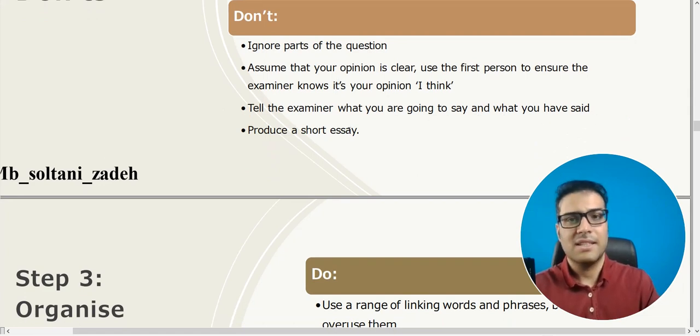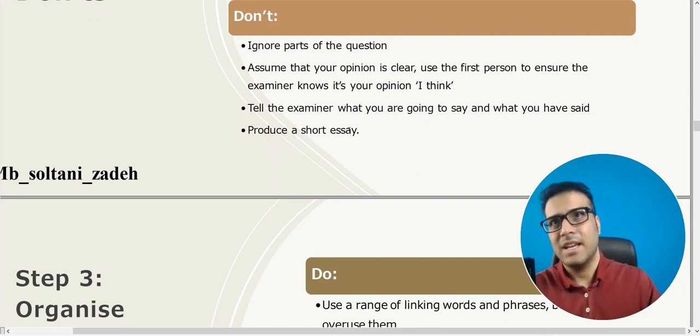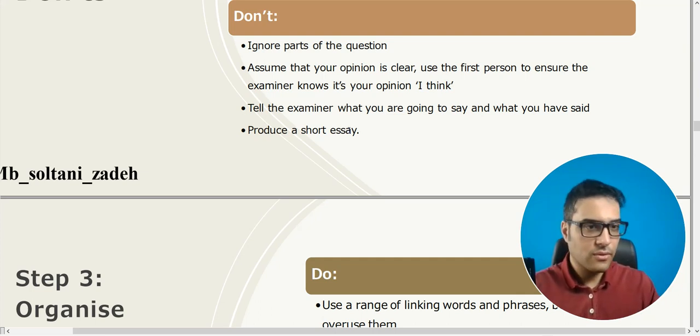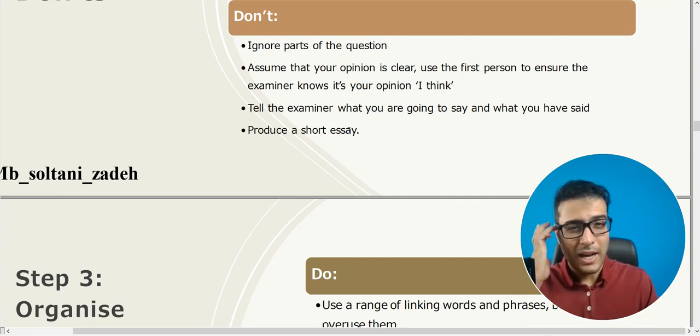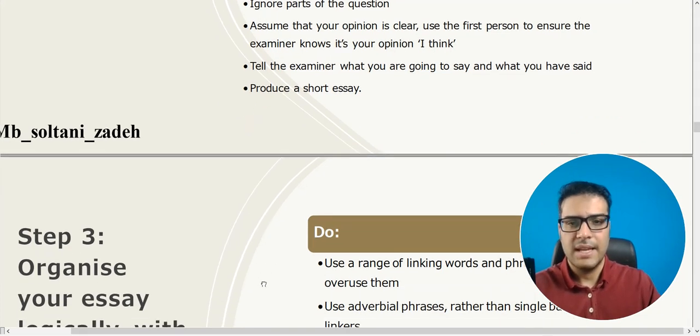Some candidates just start writing that in this essay I will, I don't know, talk about the 2 views before coming to a reasonable conclusion. So you should not do that, and don't produce a short essay.